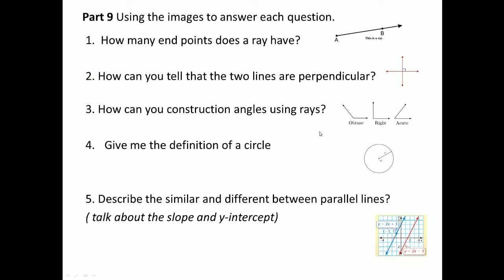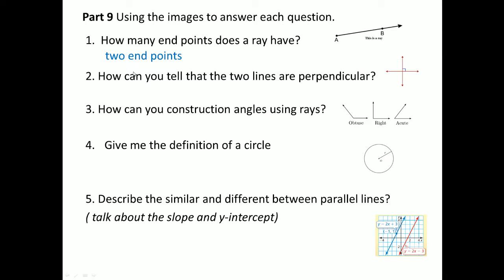Part 9. Using this image, answer each one of the questions. How many endpoints does the ray have? You see the dot? That's an endpoint. So we would say it has one endpoint. Should not be two. It should be one. This is one endpoint. This goes on forever. So it should be one, not two endpoints.